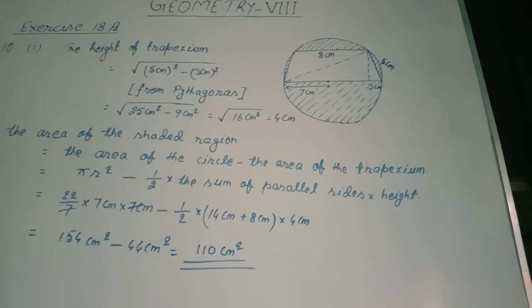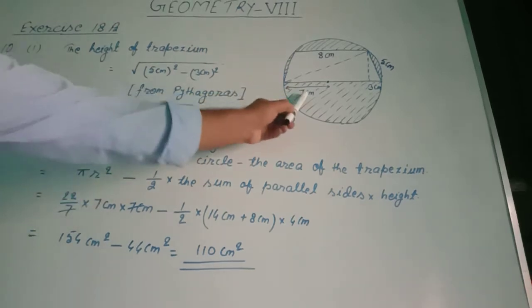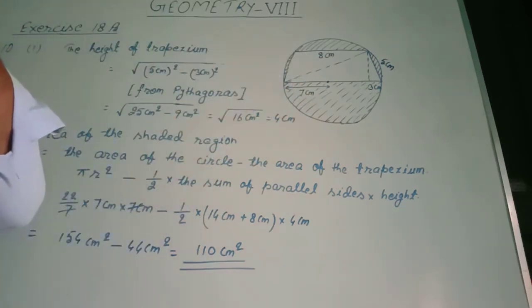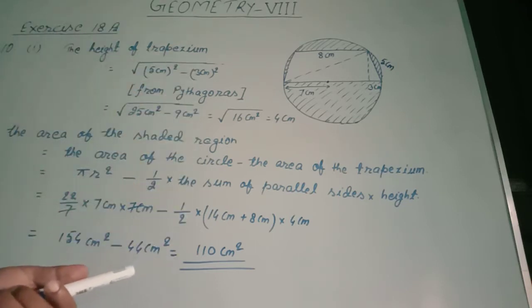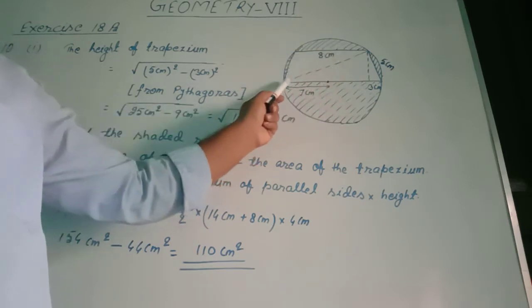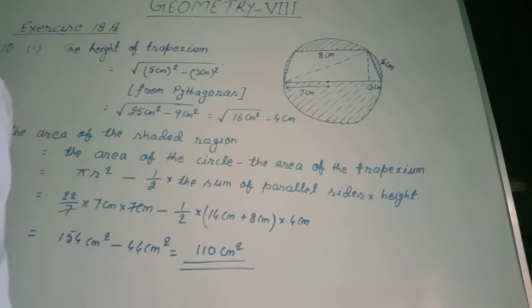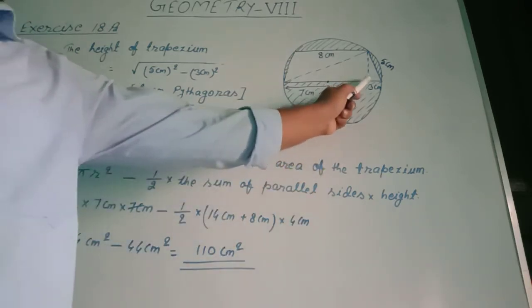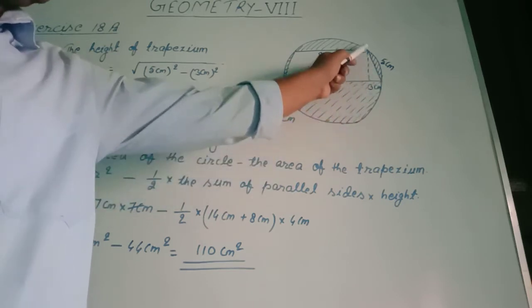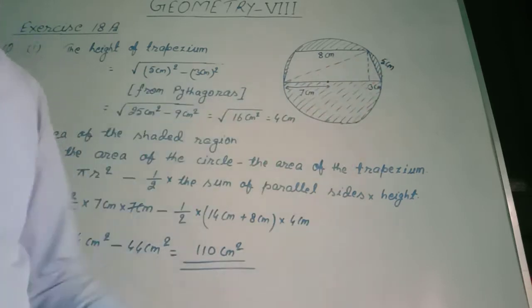Inside the figure we are seeing one trapezium is drawn inside a triangle, and the radius of the circle is equal to 7 centimeter, and the parallel sides of the trapezium are 14 centimeter and 8 centimeter, while this much distance is given 3 centimeter, and the length of the slanting line of the trapezium is also given, that is 5 centimeter.